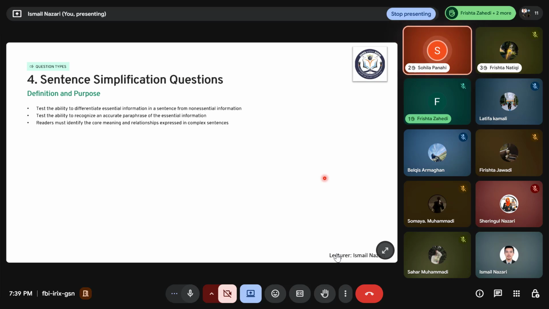I think the sentence simplification question is going to test how we can understand a text. It is going to ask us to choose a sentence that has the same important meaning as a sentence that we have in our passage. And I think in this kind of question we have the word "express," for example, "which one expresses the essential information or important information in the highlighted sentence," or something like this. I think it is like that.